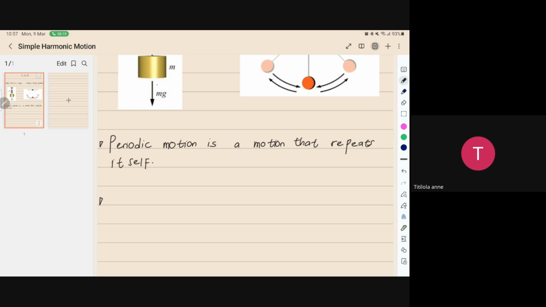So the equilibrium position is more like the resting point of the particle. The resting point of the particle, or the rest point, which one is correct? So the resting point, I'm teaching you physics, not English anyway. The resting point of the particle is regarded as the rest position. Or you can also regard it as the equilibrium position.